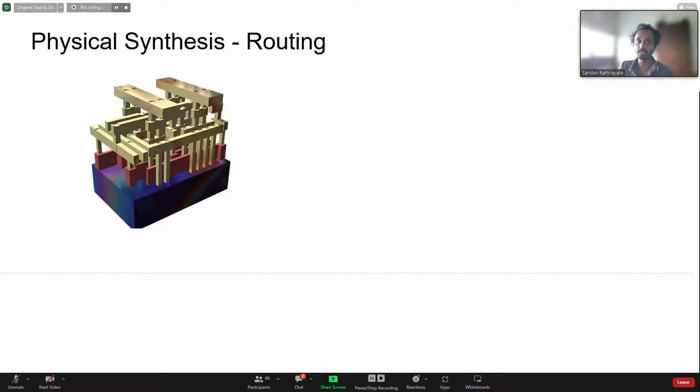Each logic element has to be connected, and they need power, voltage, VDD, VSS, like positive and ground power, to go everywhere. The clock signal has to go everywhere. So there are multiple layers for routing. Even in routing there are some principles, so that everything will not go here and there. Some layers only do horizontal routing. Some layers only do vertical routing.